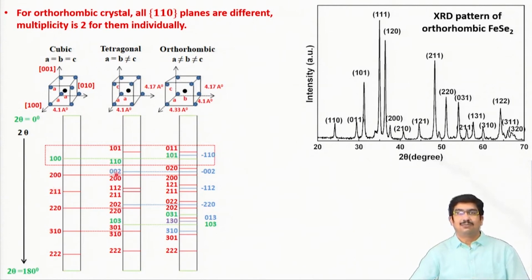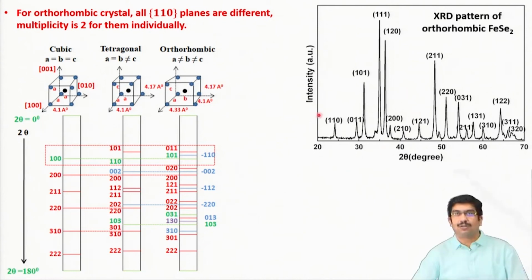If you go to 200, again in case of a cubic system, all of this family of planes are the same, so the multiplicity factor is one unique value. They will give you only one single peak, whereas if you go to tetragonal or orthorhombic, you will get different peaks for them with different multiplicity factors.